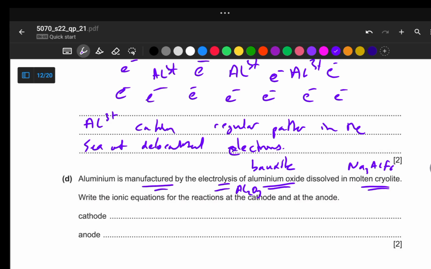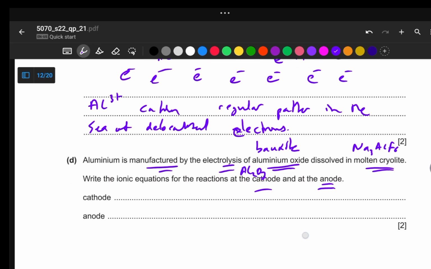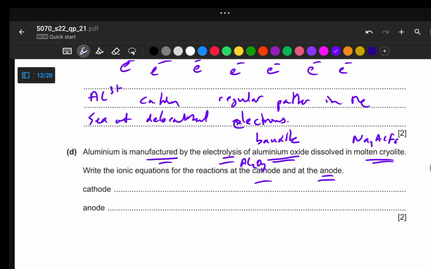So to predict the reactions at the cathode and the reactions at the anode, first we need to identify the ions being discharged. So we have the cations and the anions. We are going to have the sodium ion and the aluminium ion, right? And then here we are going to have the fluoride ion and the oxide ion. This aluminium ion is less stable compared to this sodium ion, and this fluoride ion is more stable compared to this oxide ion.